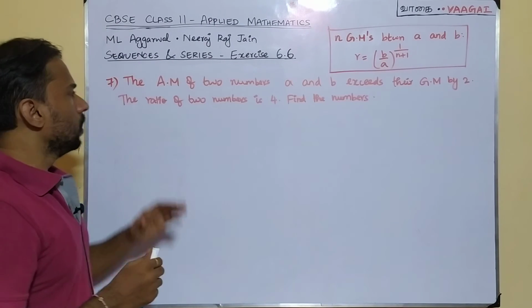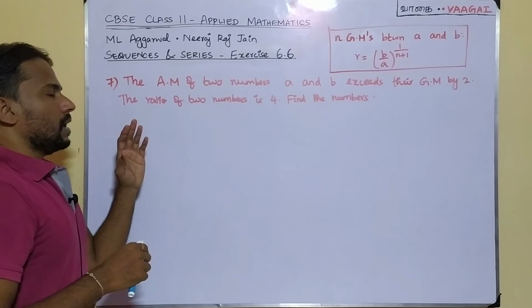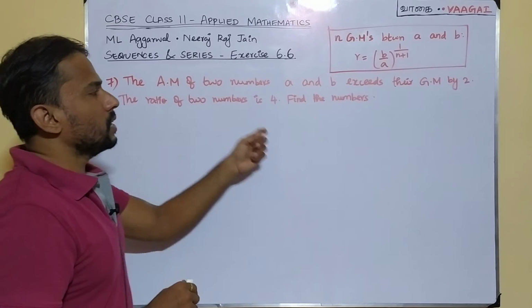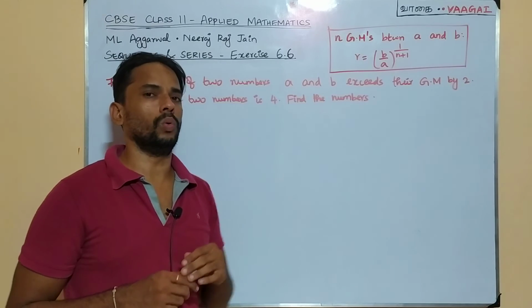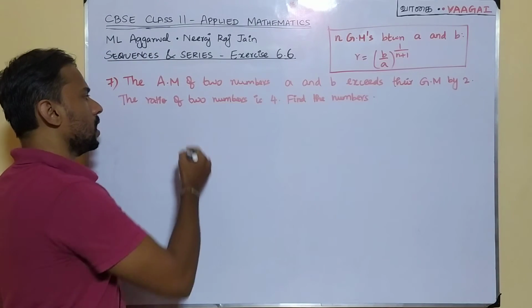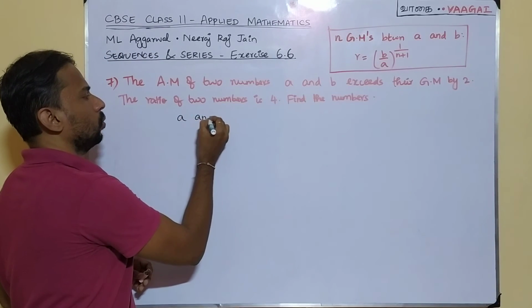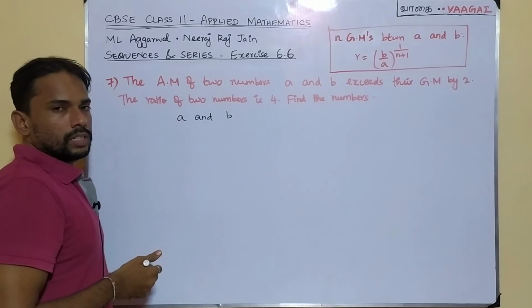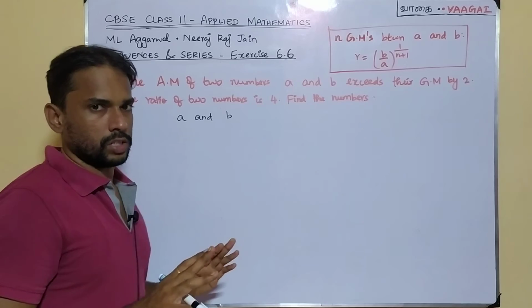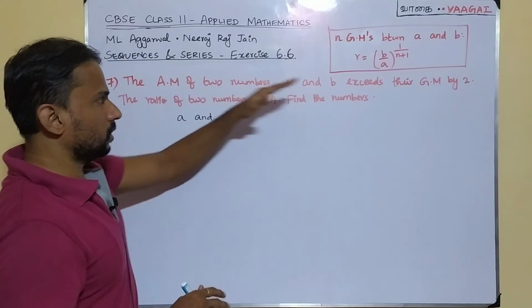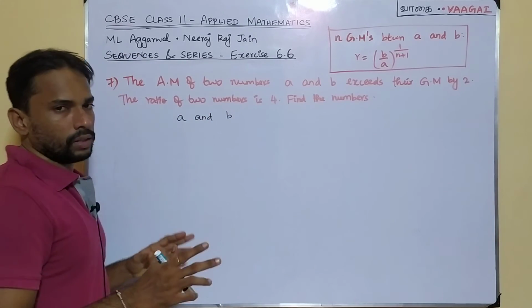Question number 7. Here we have the AM of two numbers A and B exceeds their GM by 2. Okay, so there are two numbers A and B, and they are just comparing the AM and GM of these two numbers. That is what they are comparing in the first statement of this question. How are they comparing it?